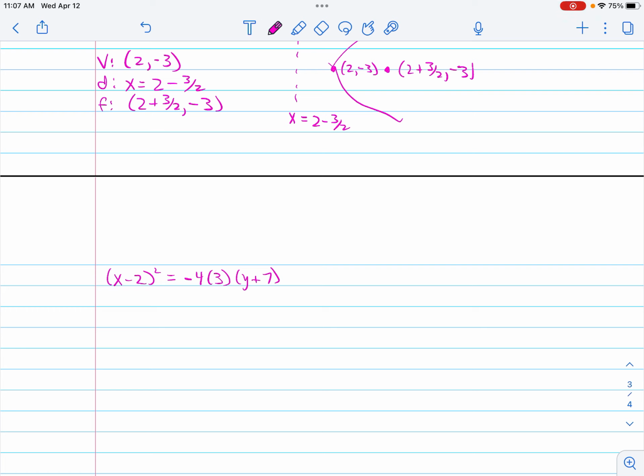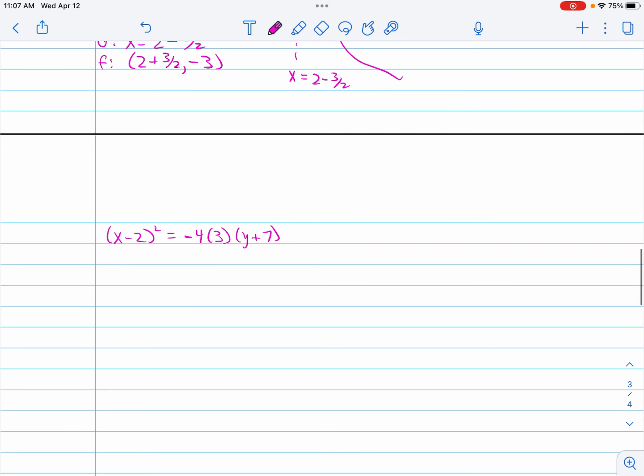Now this is a parabola that's opening down. And the reason we say it's opening down is because of that negative right there. That tells us it's going to open down. So we have to be careful now. So our vertex is going to be 2, -7.